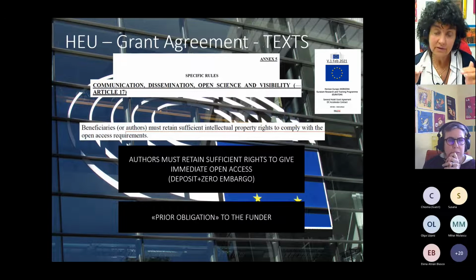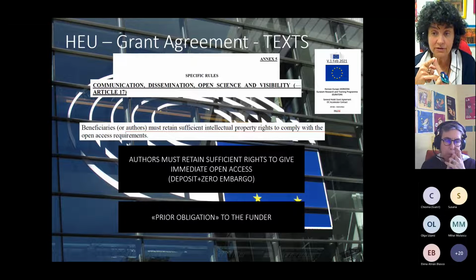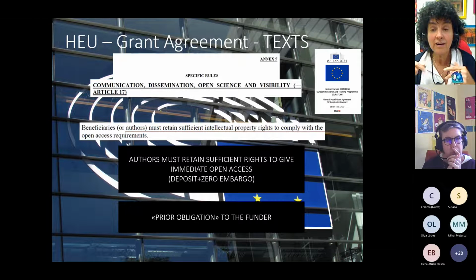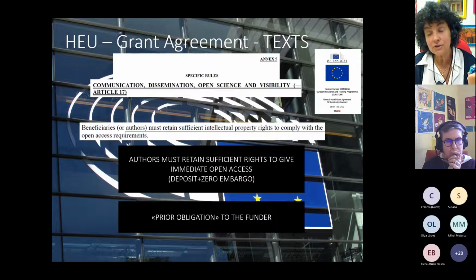It's called also rights retention strategy because it's a prior obligation to your funder. When you are funded in Horizon Europe, you sign the agreement. So the first document you sign is the grant agreement with the European Commission. This is your prior obligation. All the publishing agreements that you sign are after you sign the grant agreement, okay? So that's why the rights retention strategy is a prior obligation to your funder, okay?